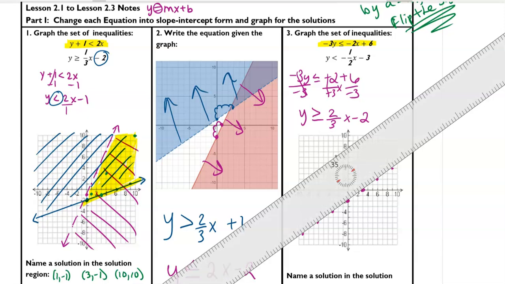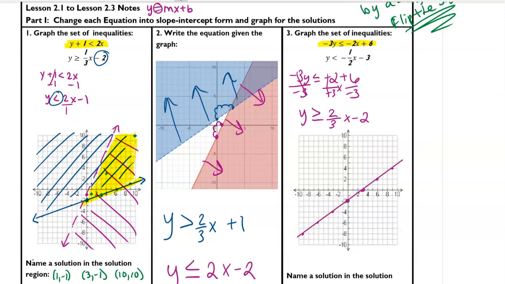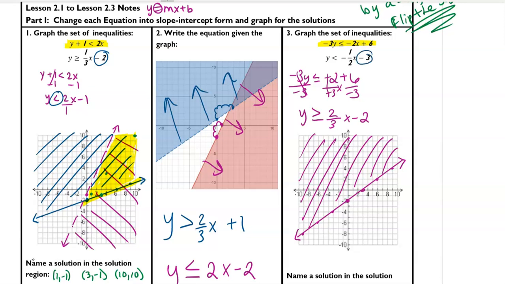Now this is a solid line because the inequality is greater than or equal to. And we said when there's a line underneath the inequality, it is a solid line. As for the shading, it is greater than, so we're going to shade everything greater than. Let's plot that other line. Here we have a y-intercept of negative 3, and a slope of negative 1 over 2. So we're going to go down 1 and to the right 2.